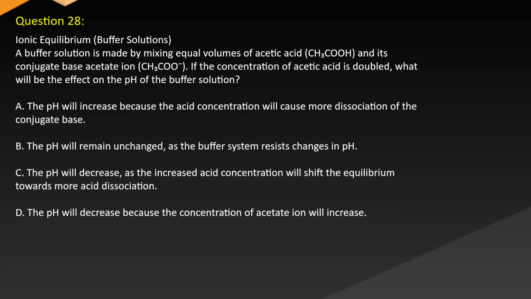Question 28. Ionic equilibrium. Buffer solutions. A buffer solution is made by mixing equal volumes of acetic acid, CH3COOH, and its conjugate base, acetate, in water. If the concentration of acetic acid is doubled, what will be the effect on the pH of the buffer solution? A. The pH will increase because the acid concentration will cause more dissociation of the conjugate base. B. The pH will remain unchanged as the buffer system resists changes in pH. C. The pH will decrease as the increased acid concentration will shift the equilibrium towards more acid dissociation. D. The pH will decrease because the concentration of acetate ion will increase.